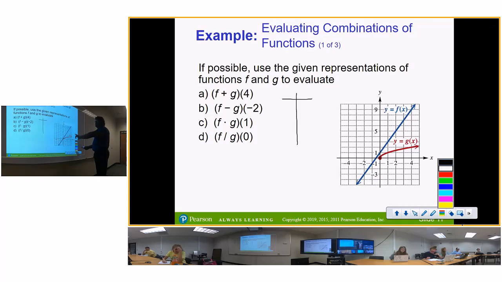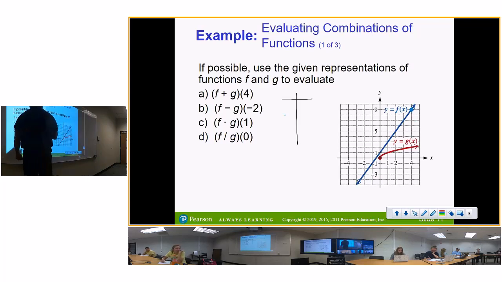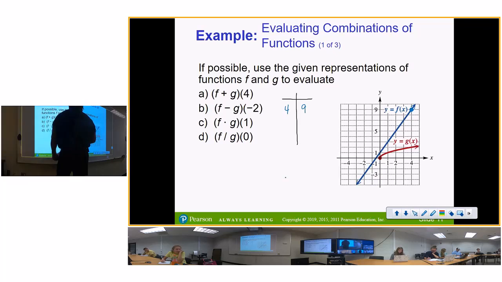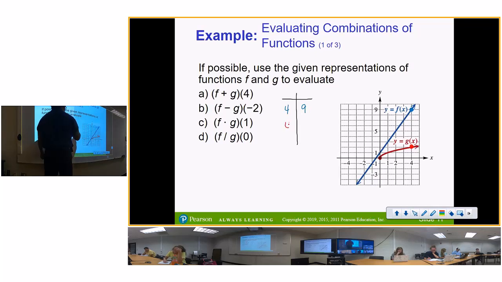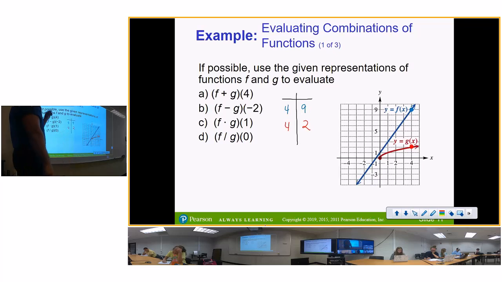And I got blue and I got red. All right? Blue, f of 4, x is equal to 4, is 9. And what's my other one? Red, g of 4 is equal to what? 2. Does everybody agree with that? What does this 4 in parentheses mean? It means I'm plugging x is equal to what into it? 4. Now I don't have my algebraic functions. I don't have f of x equal to this, I don't have g of x. It's all on the graph.